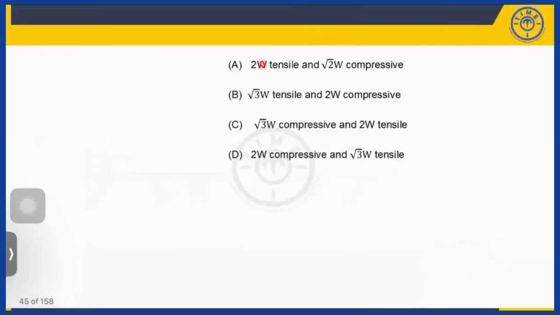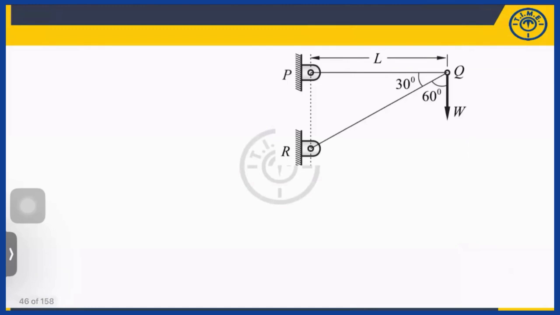So instead of W, it will become 200. Okay. So let us suppose this is the particular question. What I will do, first of all, I will consider the joint Q. What are the forces acting? One force which is acting downward, W.